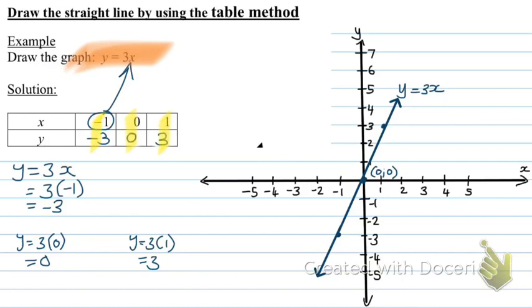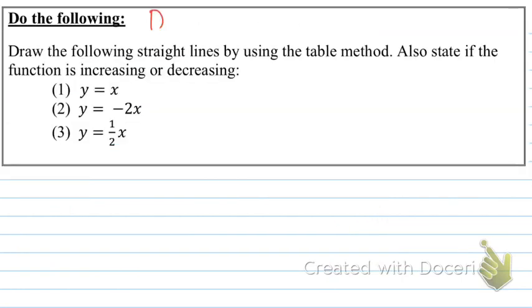Alright. So what you have to do next is you have to do the following questions. It's from day 51 in your notes. So do those three, draw those three lines, press pause, go draw them, and when you are ready you can press play again and we can mark those together.